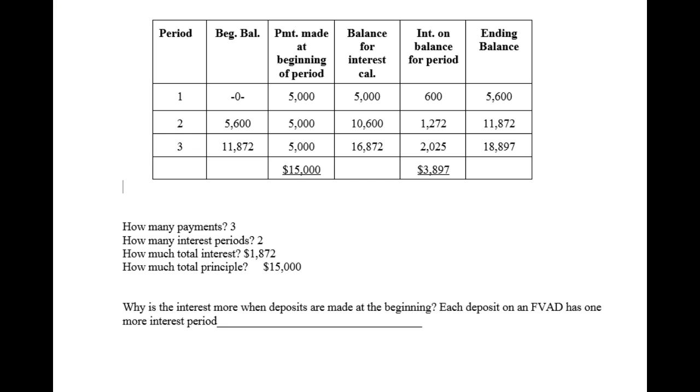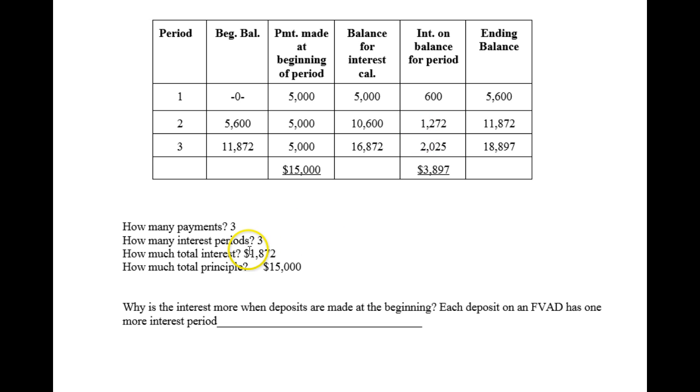Let's back up a little. So I repeated our fund accumulation schedule here for you, and I'm going to make a comparison with the regular annuity. How many payments were made? In both cases, 3. But how many interest periods are there on an annuity due? For a regular annuity, it was 2. But notice for an annuity due, there's 3. There's interest on all 3.